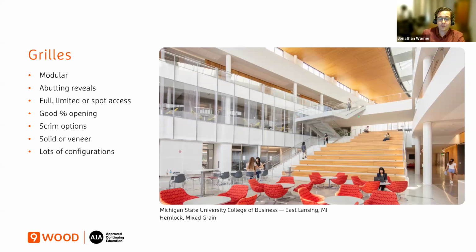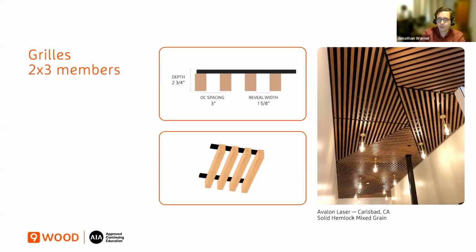There are full, limited, and spot access solutions. It's very flexible in that regard, depending on what your need is. And a good percent opening. As you saw before, you can even get NRCs up to 0.95. So a variety of different options there. There are scrim options if you need to block out the plenum. It's solid and veneer, so a lot of different choices, profiles, and configurations. Very versatile and flexible. Here's a 2x3 member.